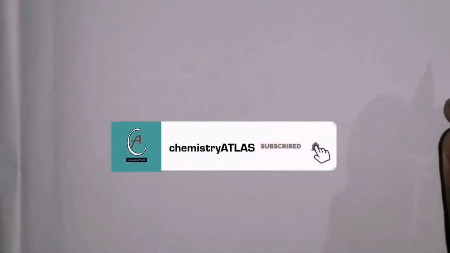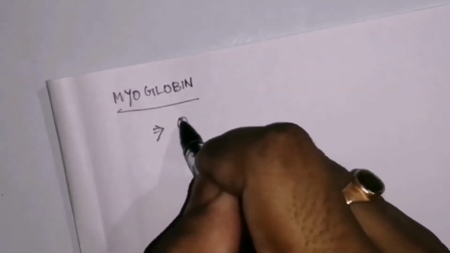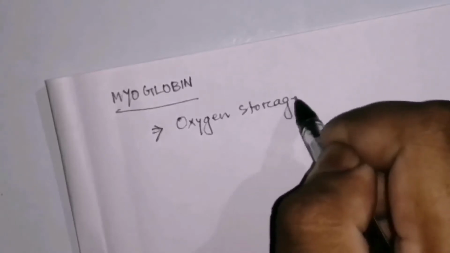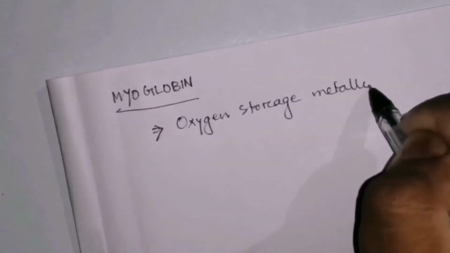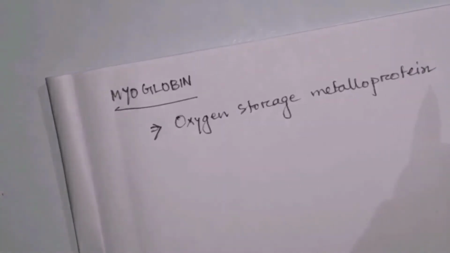This is the third video of bioinorganic chemistry, and today I'll be talking about myoglobin. So myoglobin is an oxygen storage metalloprotein which helps in the storage of oxygen in the muscles, tissues, etc.